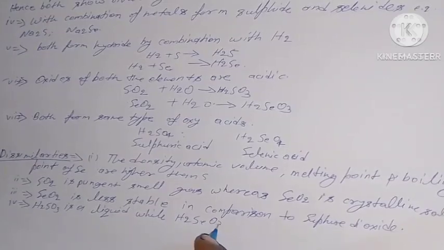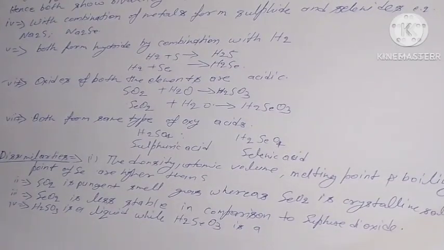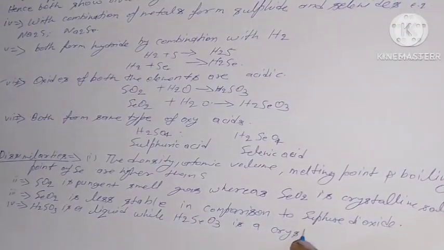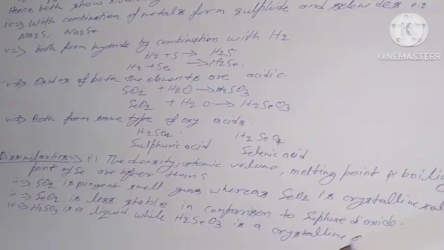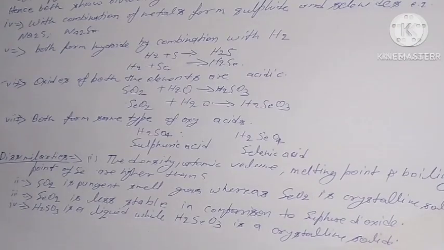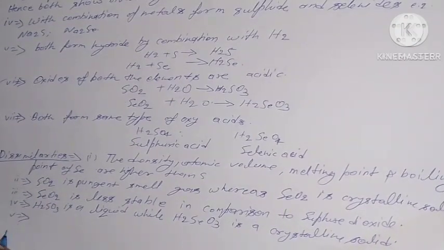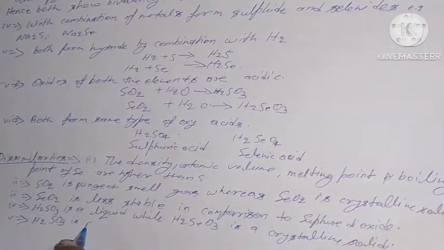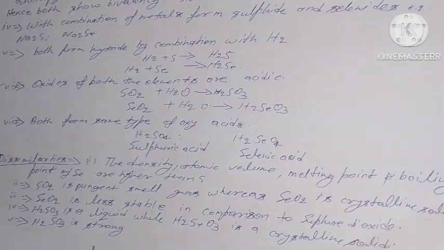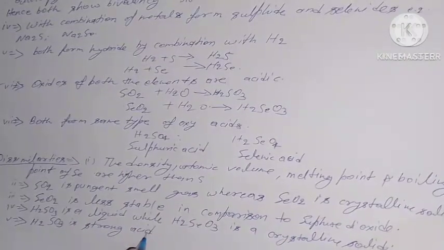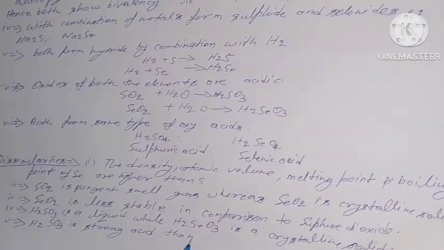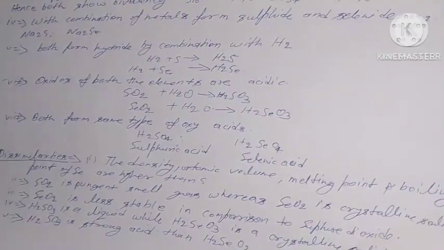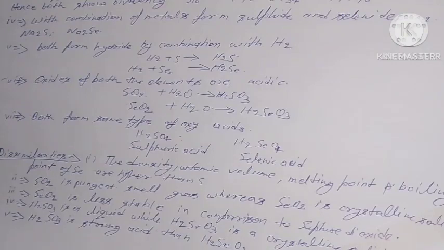H2SO3 is a liquid while H2SeO3 is a crystalline solid. Fifth point, H2SO3 is a stronger acid than H2SeO3.